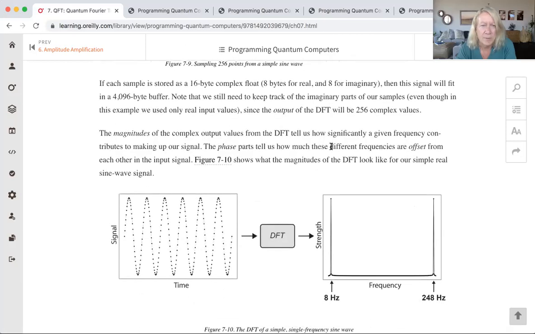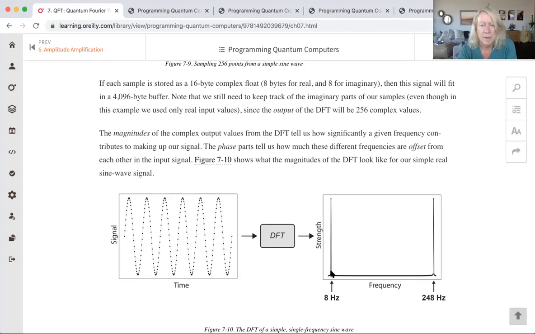Each sample is stored as a 16-byte complex float, 8 bytes for the real part and 8 for the imaginary part. The signal will fit in the 4096 size buffer. We need to keep track of the imaginary part. The output of the DFT will be 256 values, so the dots basically.